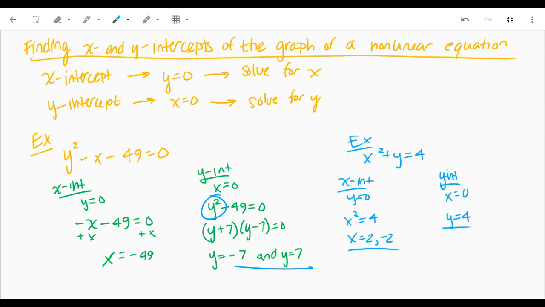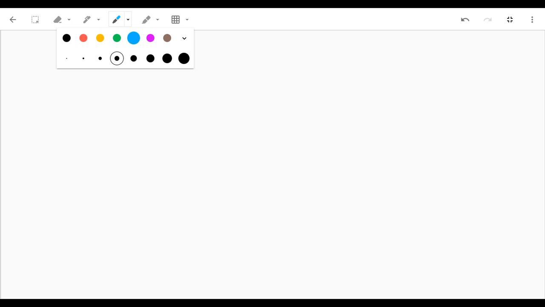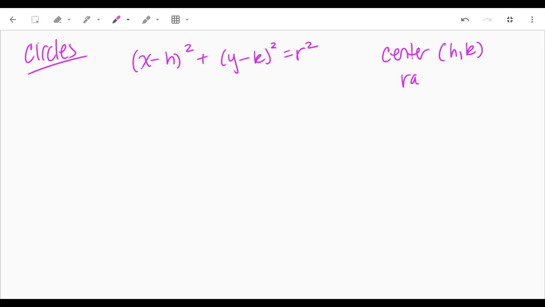Now, the remaining ones are all about circles. So, little circles in general. If you remember, x minus h squared plus y minus k squared equals r squared. That's the graphing form of a circle. The center is at h, k, and the radius is r.